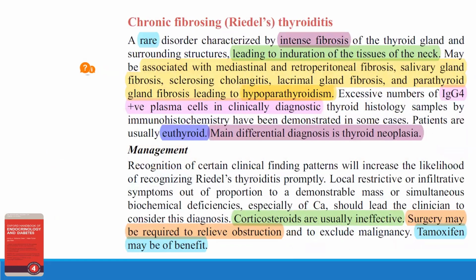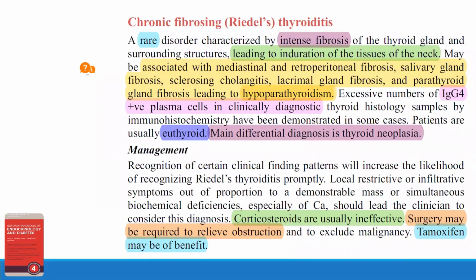The chronic fibrosing or radial thyroiditis, as I mentioned previously, is a rare, intense fibrosis leading to induration of the tissue of the neck. It may be associated with mediastinal or retroperitoneal fibrosis, salivary gland fibrosis, sclerotic cholangitis, lacrimal gland fibrosis, and parathyroid fibrosis leading to hypoparathyroidism. Thyroid function tests are usually normal, and we should differentiate it from thyroid neoplasia, anaplastic thyroid carcinoma.